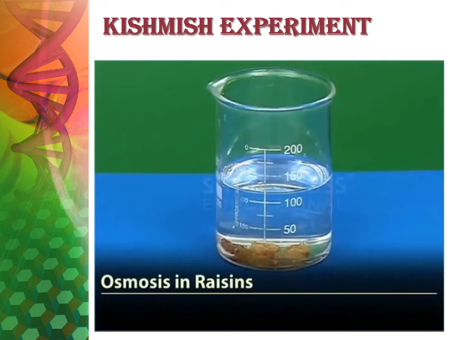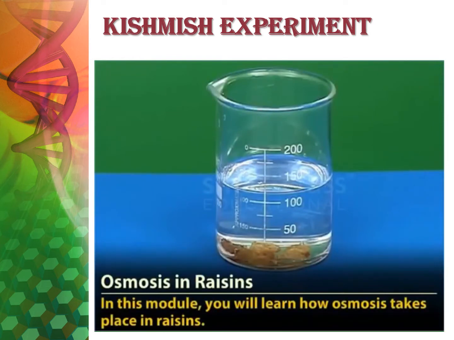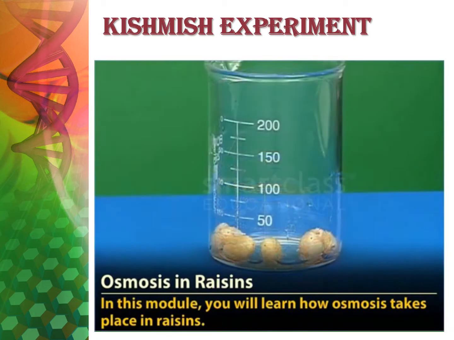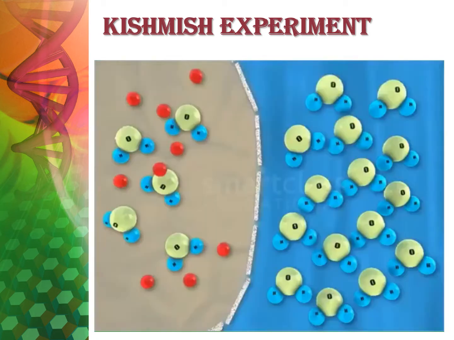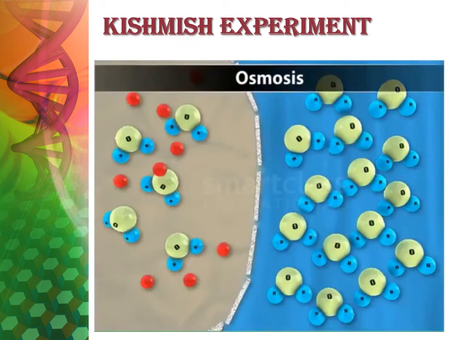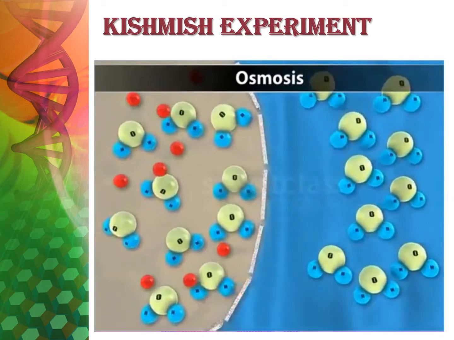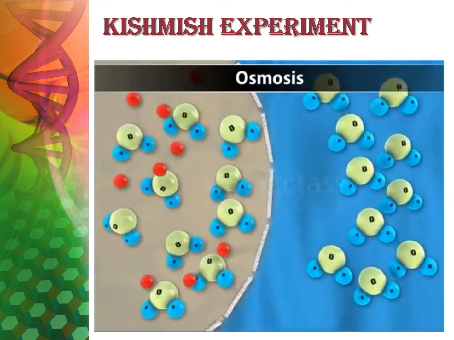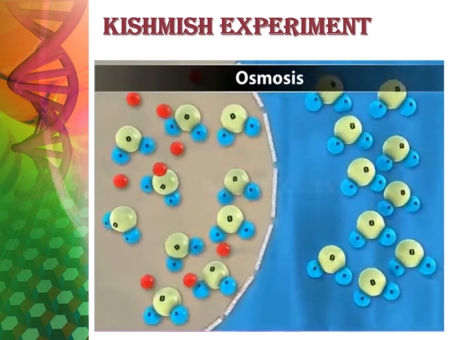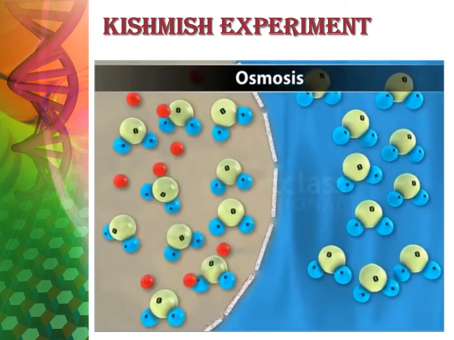Osmosis in raisins. In this module, you will learn how osmosis takes place in raisins. Osmosis is the movement of water molecules from a region of higher solvent concentration to a region of lower solvent concentration across a semi-permeable membrane. In our body, various nutrients are transported through osmosis. Since it is difficult to observe osmosis in our bodies, let us learn about this process by observing it in raisins.